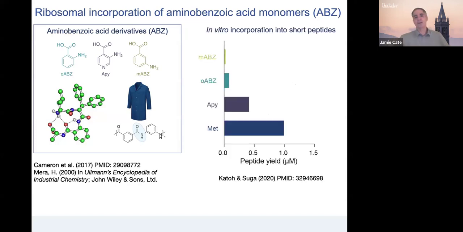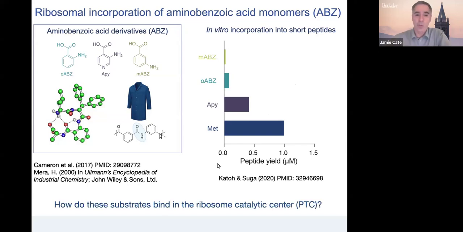And so we're interested in these materials properties. The problem is right now the ribosome doesn't really polymerize these monomers very well. These are reactions in a test tube that were done by the Suga group, and they were comparing to methionine or MET, a normal amino acid, and even getting a single one of these into a polymer really decreased the yield. They really had to work on the conditions to even get this good of an incorporation. So there's a problem getting these in, and we wanted to understand why this is a problem. So we wanted to see how these monomers or substrates would bind in the catalytic center of the ribosome, something called the peptidyl-transferase center, or PTC.